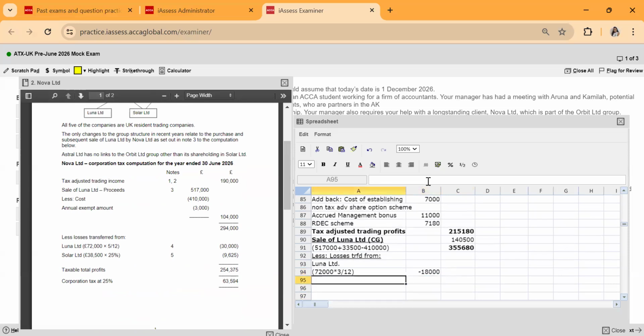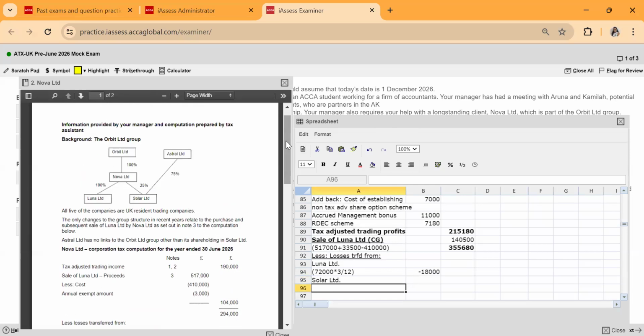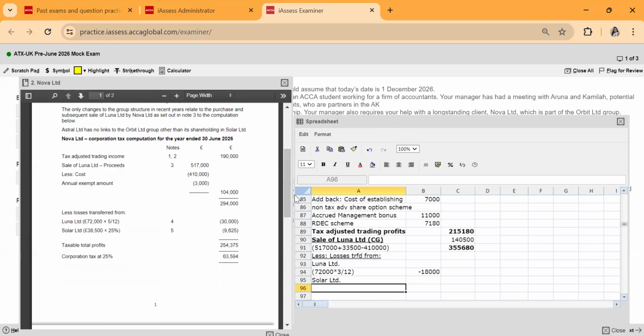Now the next one is from Solar Limited. Solar Limited, if you look here, the share we are having is only 25%. It is not a part of the 75% group. Good. So will the losses be shared? No. So here there'll be no sharing of losses, no transfer. So it's clear. Now here we will just take the loss of 18,000. Absolutely correct. Good.